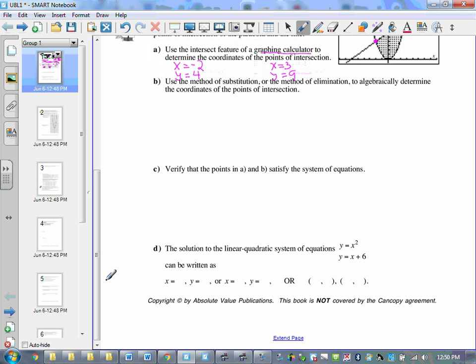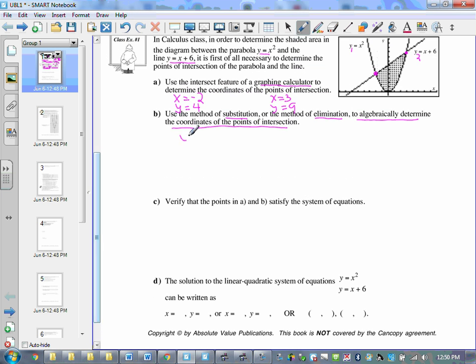So next we're going to use an algebraic method. There were a couple of algebraic methods we learned in grade 10. You've probably totally forgotten them all. So our 2 algebraic methods are substitution, or we can use elimination, to algebraically determine the coordinates of the points of intersection. So these are our 2 equations, and we want to know when one equation equals the other.